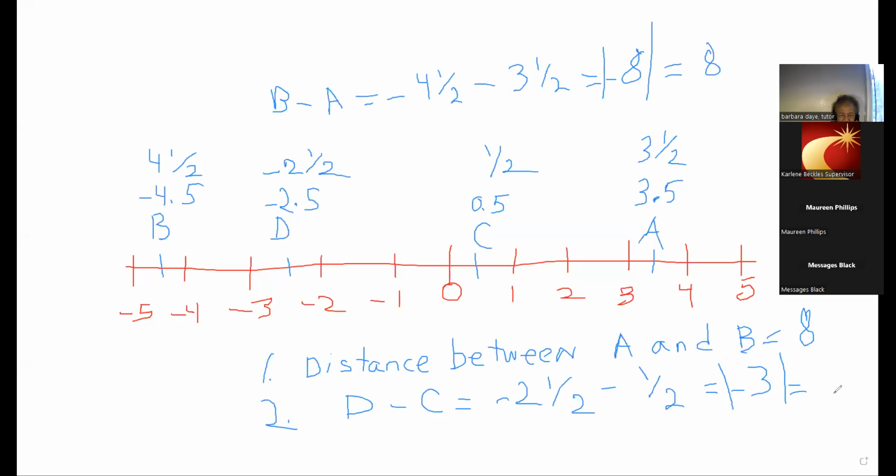Maureen, what's the absolute value of -3? 3. That's it. There you go. So you've got 1, 2, then you got a half, 2.5, and then another half that makes it 3. Maureen, is it making sense? Yeah. Okay, I want you to try another one. I want to make sure you understand.